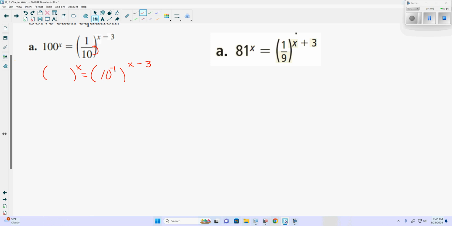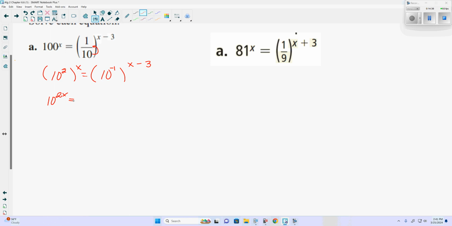Now, is there a way that we can rewrite 100 as 10 to a power? 10 squared would indeed be 100. Questions on what we've done so far? One of the properties of exponents is that powers of powers multiply. So here 10 to the 2 to the x, our 2 and x would multiply together, giving us 2x. So we'd have 10 to the 2x.